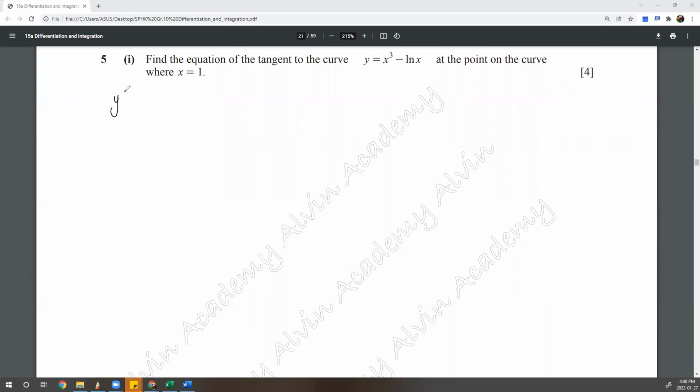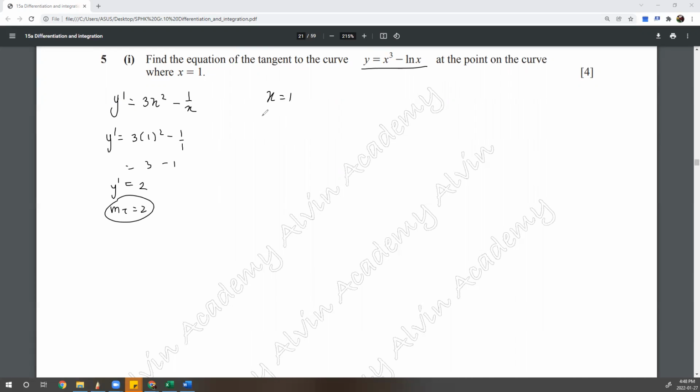So y'(x) equals, very simple, using the subtraction rule, 3x squared subtract 1 over x, right? This is ln x. At the point where x equals 1. Okay. So where x equals 1, y'(x) will equal 3 times 1 squared minus 1 over 1. 3 minus 1, right? Okay. At last, the gradient of the tangent will equal 2. And where x equals 1, you have to calculate the y, right?